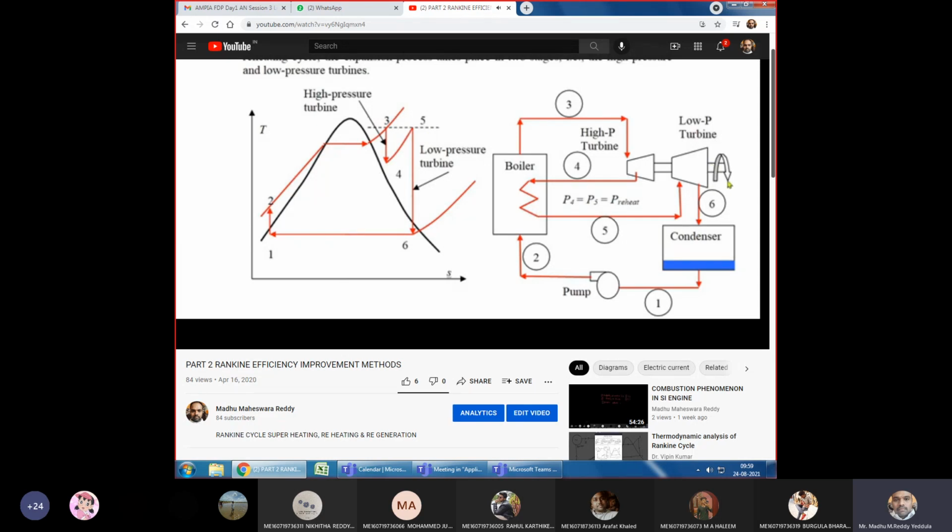Now after 6, what do we need to do? We need to condense the steam. Okay, now it is made to pass through the condenser. Now 6 to 1 is the condensation process. Now you can see in the TS diagram, this is the condensation process. Then 1 to 2 is the pumping process.